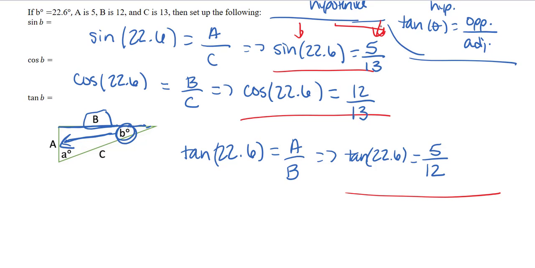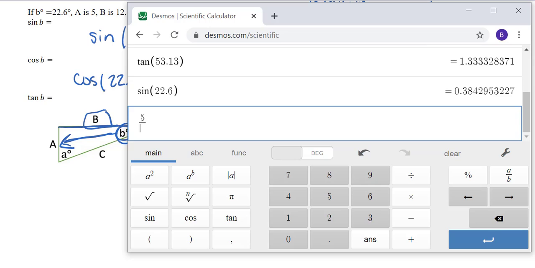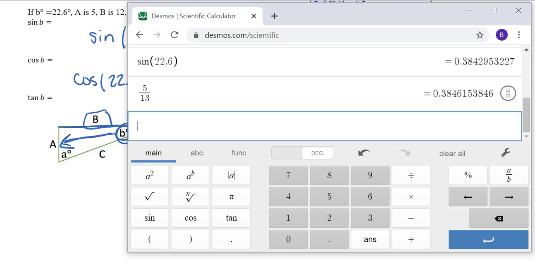So let's go over the sine of 22.6. What does that equal? Well, that equals 0.3842, so we can just round to 0.38. Now let's go over what the sides are. If it's 5 divided by 13, what does that equal? It equals 0.38. So you can see how they're really similar, 5 over 13.